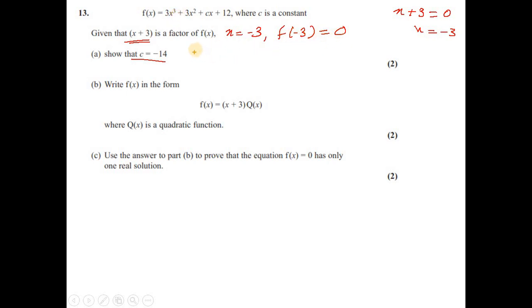So you can say that 3 times x cubed, which is minus 3 cubed, plus 3 times x squared, minus 3 squared, plus c times minus 3, minus 3c, and plus 12 equals f of minus 3, and this is equal to 0. In this equation you have only one unknown, which is c. You can simplify this equation for c. If you do your simple arithmetic, addition and subtraction, then c would be equal to minus 14.